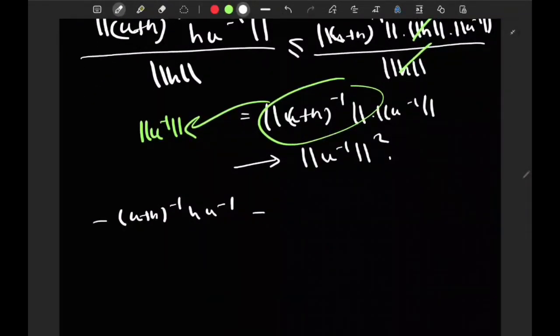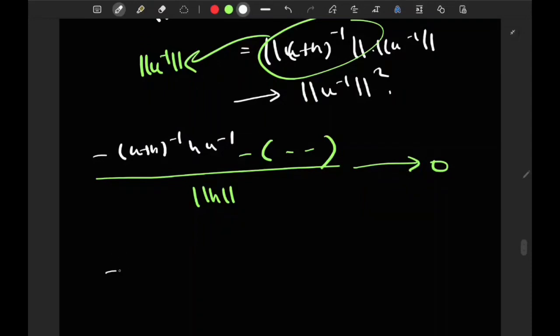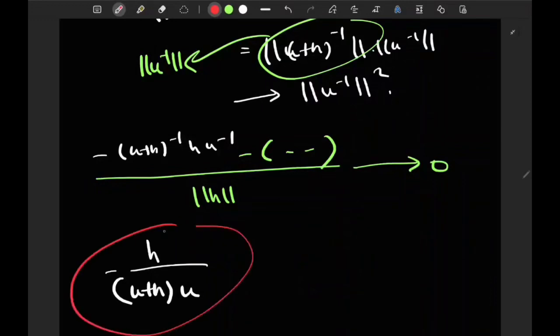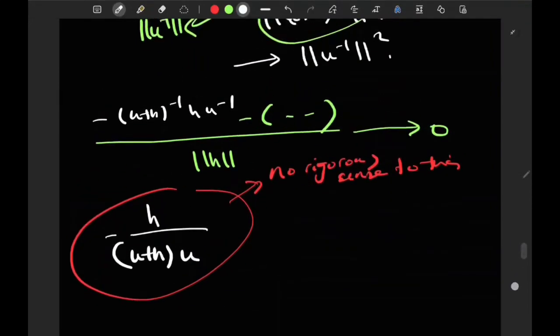So I subtract something which, when I divide by the norm of h, should go to 0. Let me think about it this way: I have −h divided by (u+h) times u. I pretend that I have this thing just to better see things, but of course this does not make rigorous sense, because you simply cannot divide by functions unless you have a well-defined notion of division of functions. So this generally does not make sense.